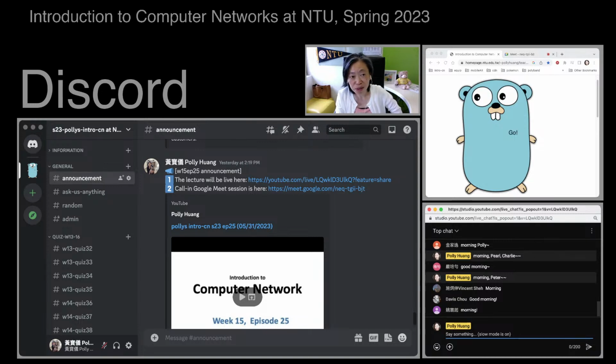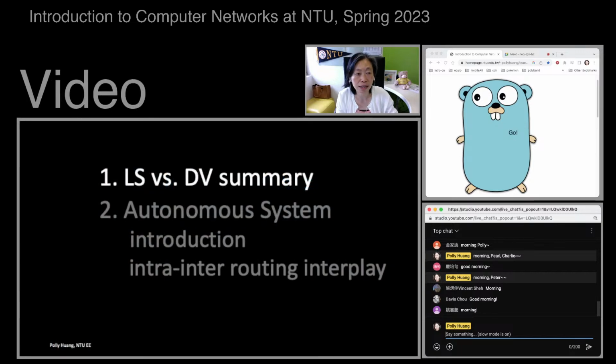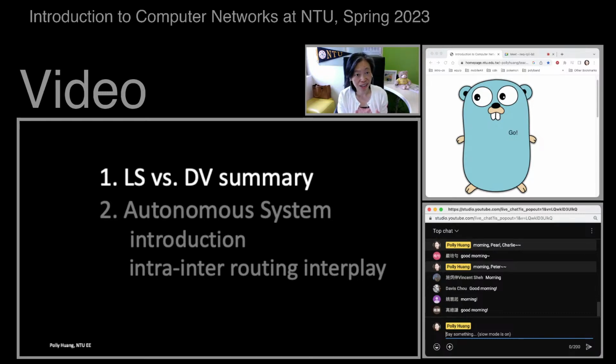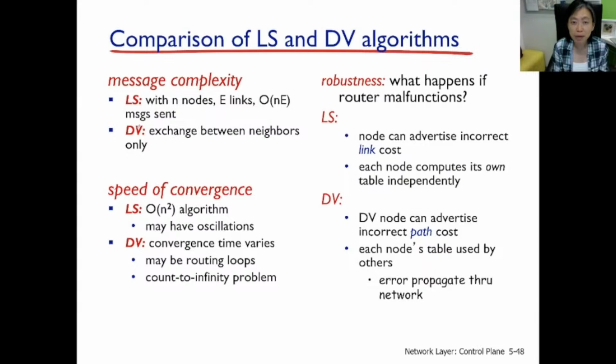We don't have new announcements. All have been said yesterday, so let's dig into the topics today. So the first video is actually the last of chapter 5.2 to provide a closure of the routing algorithms. And then we'll start talking about the internet routings. This summary video is a little bit long, but you will see a full comparison of link state versus distance vector routing. Now with both routing algorithms introduced, let's compare the two algorithms.